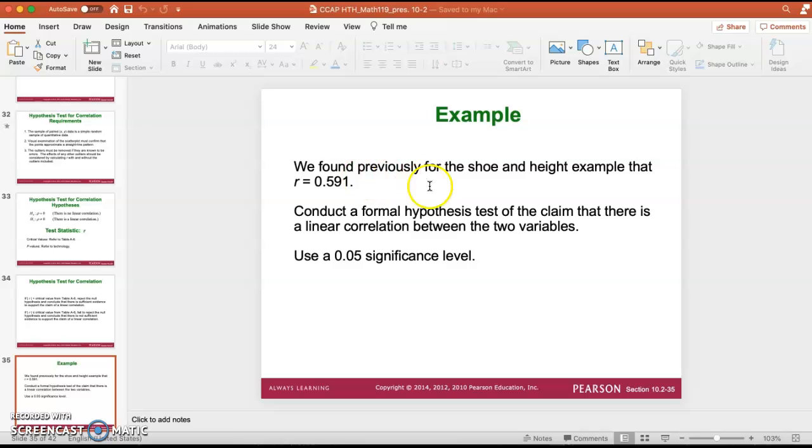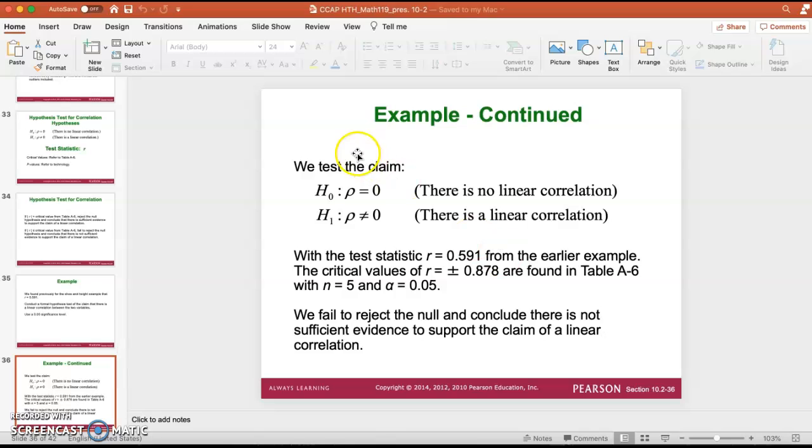So again, we found previously from the example of shoe print and height that the sample correlation coefficient was 0.591. So when we conduct a formal hypothesis test of the claim that there is a linear correlation between two variables, we can use a 0.05 significance level. We'll usually use 0.05 or 0.01 for these types of problems. So here's how we set up the claims and such.